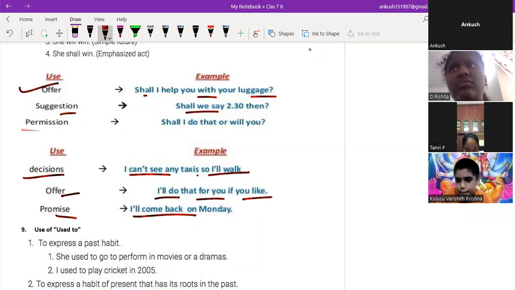Yes, sir. Okay, so many of the things are there where we may use such kind of modals. Are you getting? Yes, sir. These modals can be used over there. Got it? Okay.